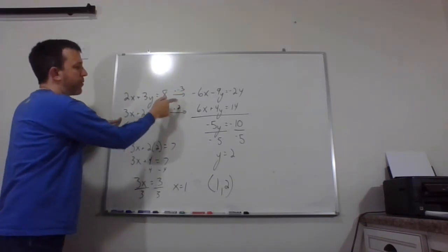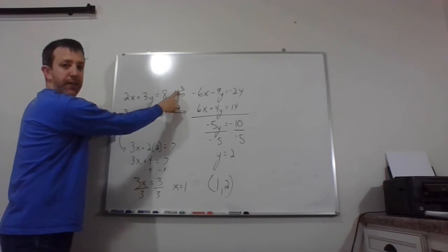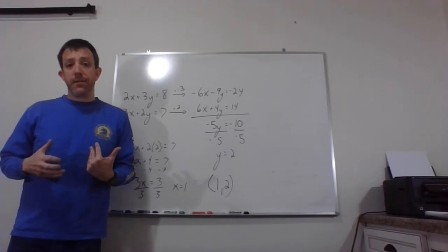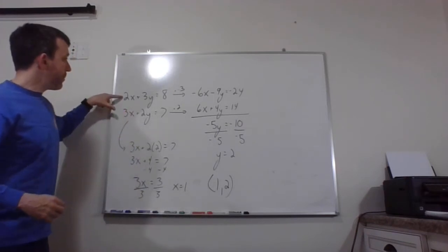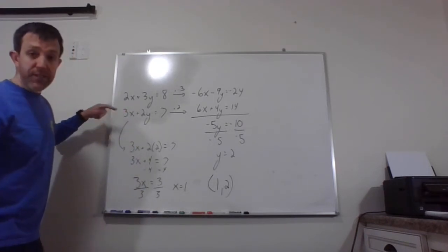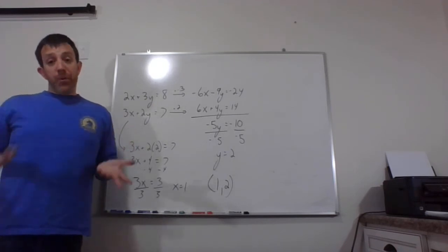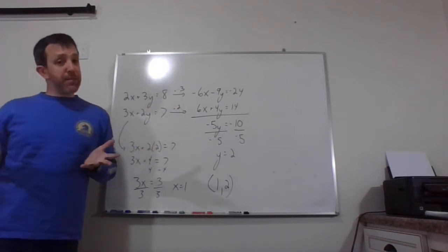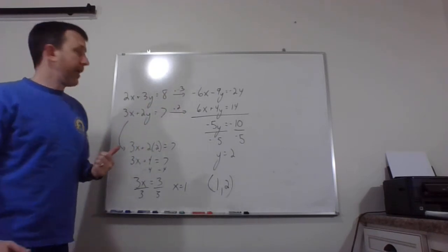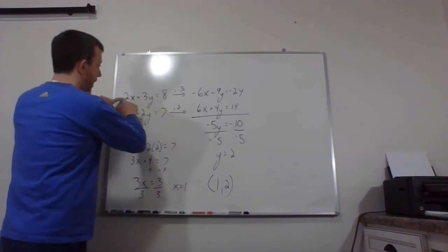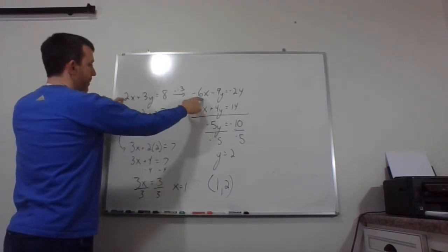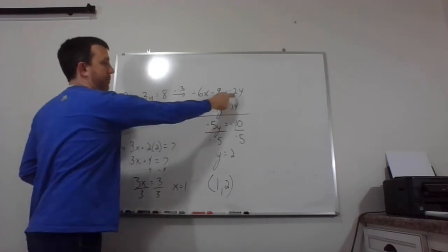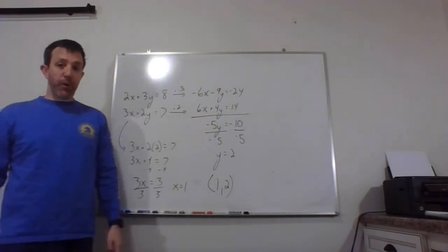So you notice I have 3 and 2, but I also threw in a negative on this 3. The reason is because I need opposites. If I just do 3 times 2 and get 6, and 3 times 2 here and get 6, they're both going to be 6. They're not going to be opposites. So one of the two, and it doesn't matter which one, but one of them needs to be a negative. So I did the top one with a negative. 2 times negative 3 gave me negative 6x. 3 times negative 3 is the negative 9y. And 8 times negative 3 gives me the negative 24.